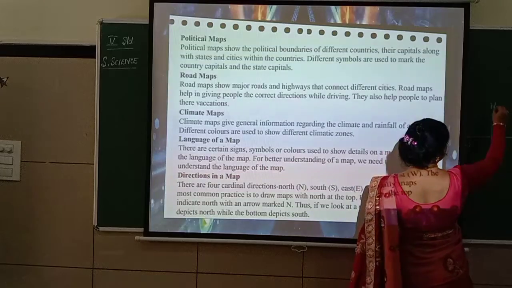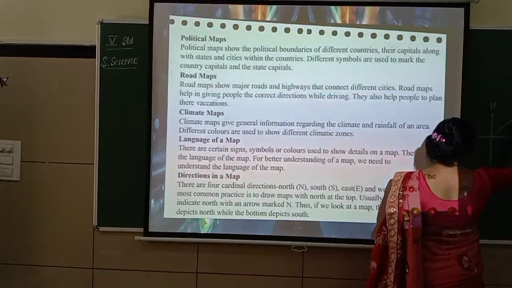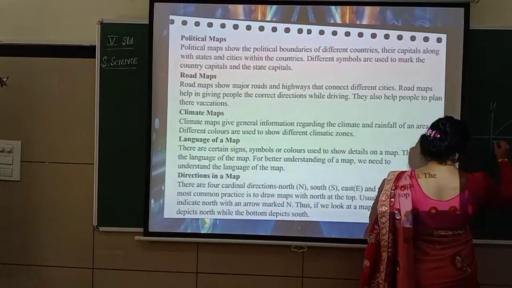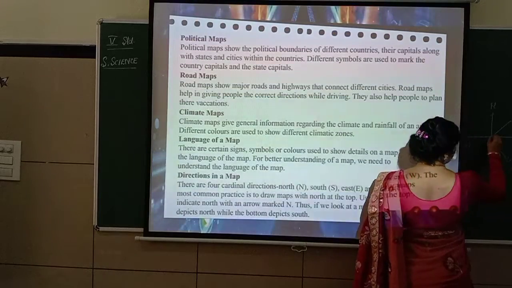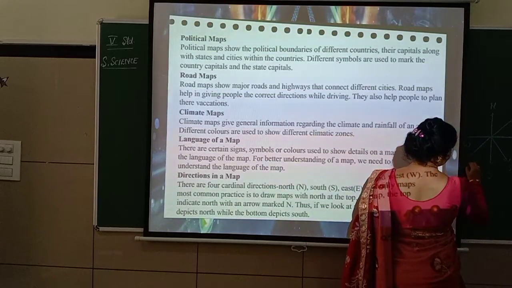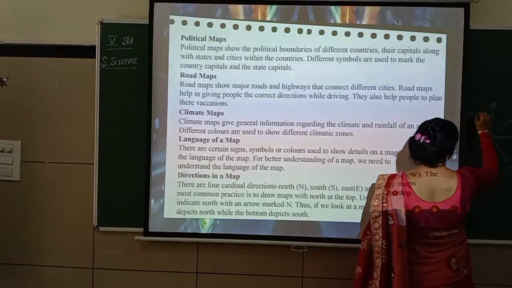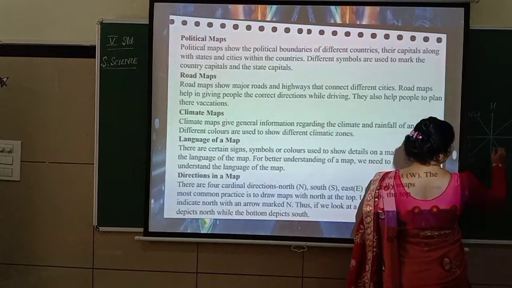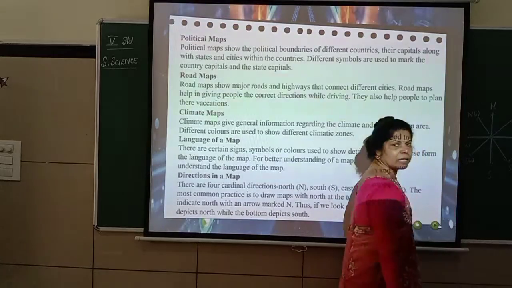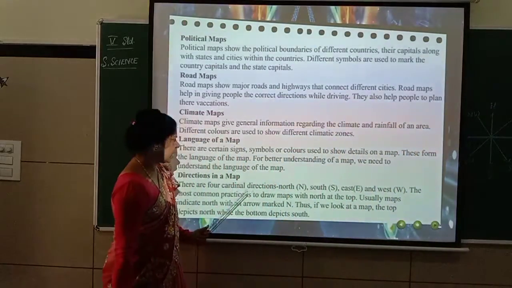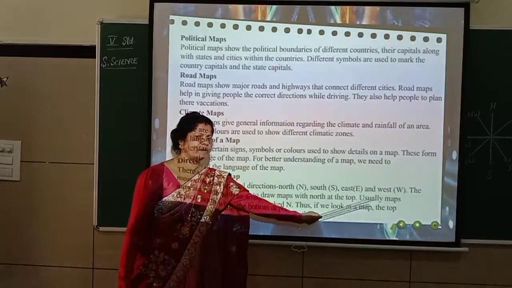Okay? So, in between north and east, what comes? You call that northeast. And in between east and south, you call it southeast. In between south and west, it is called southwest. And between north and west, it is called northwest. Mainly north, south, east and west are called the cardinal points. So, what are these cardinal directions? North, south, east and west.